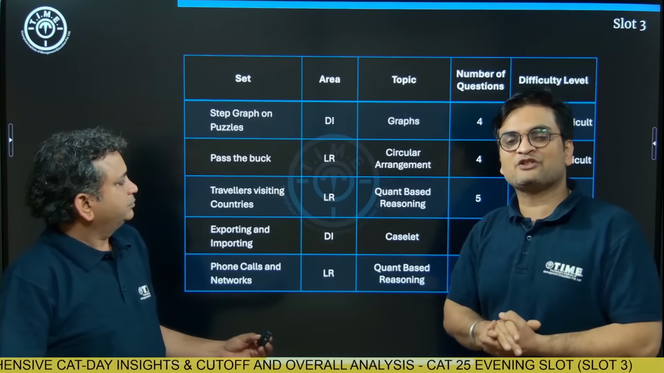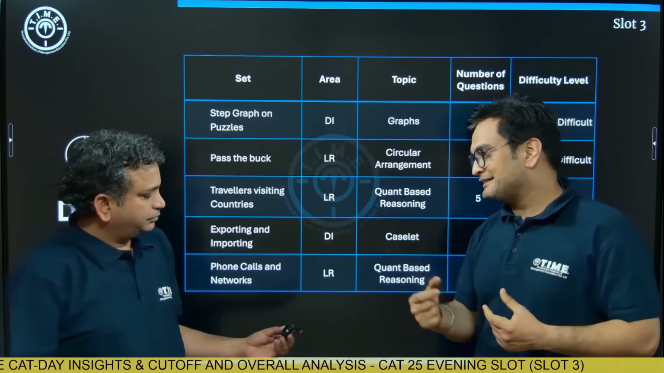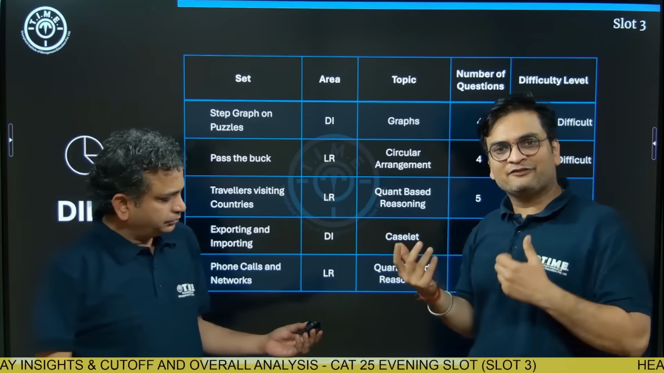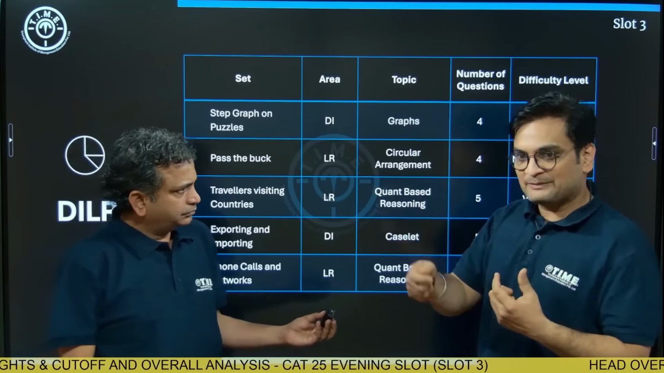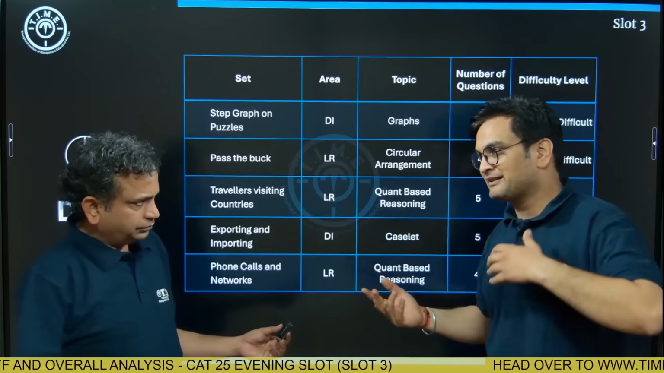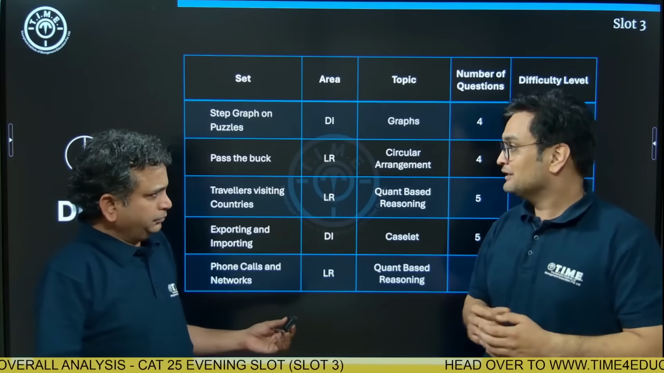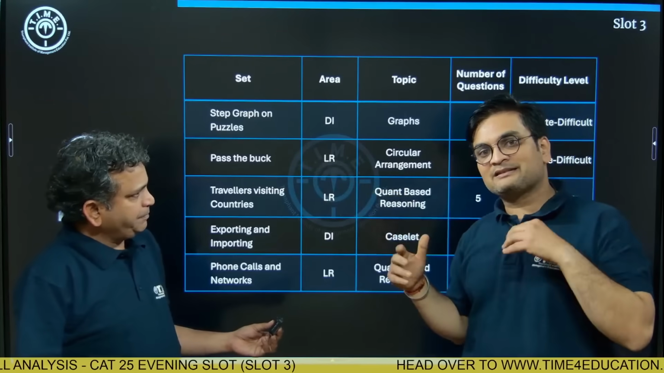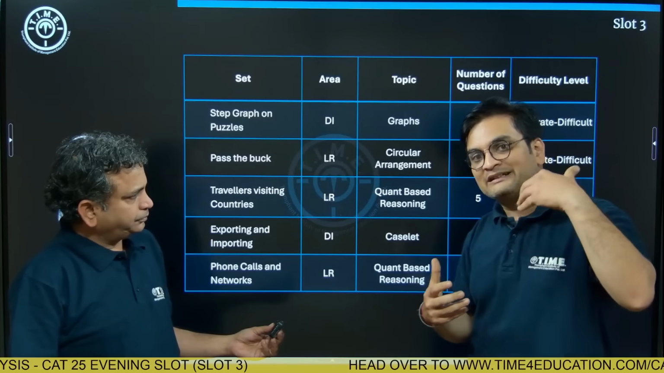It was a circular arrangement set with a table given. So the table had information about who is passing the buck and how exactly they are doing it. Is it immediate left, immediate right, second to the left, second to the right? Very interesting set. But again, this doesn't look so difficult either.